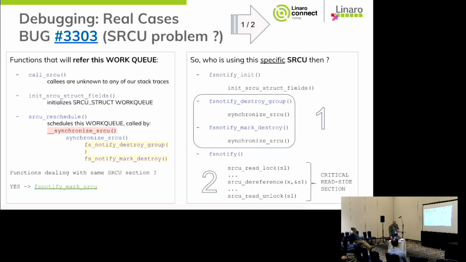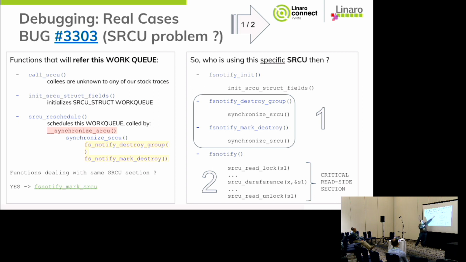Basically, when you are debugging, even if you don't understand the code you are in, like I didn't for the FS notify, I knew the primitives and I knew that the synchronize SRCU was being called by these two functions here. So here was one key, right? And then, is this synchronization for the same SRCU? Yes, it is for the file system notify mark SRCU. So this is something that is telling me how to investigate this.